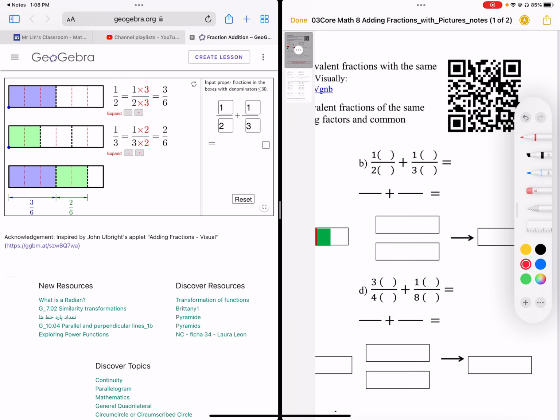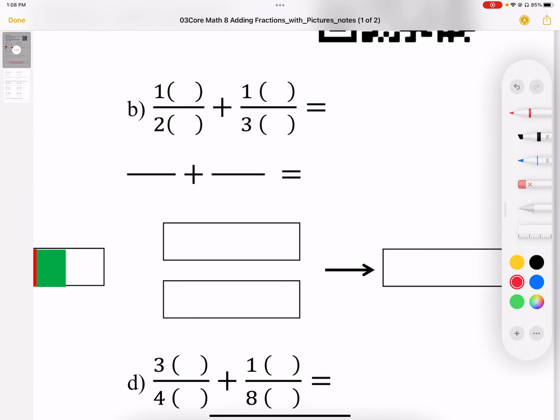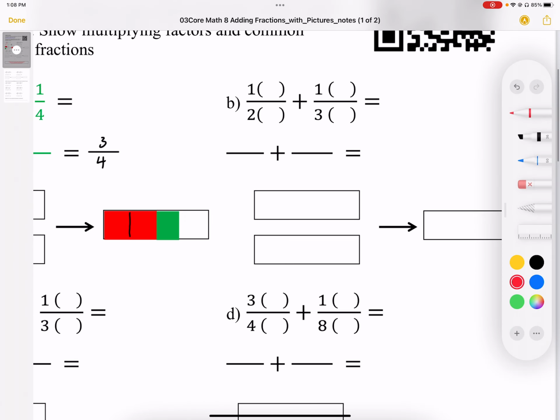And it looks like we end up with 3/6, the same as 1/2. 2/6, the same as 1/3. We have 3/6 plus 2/6, they're the same size fraction, and we're going to end up with 5/6. So on the right hand side here, we can see the common denominator, and we can see that we add to 5/6. So again, we can use that app to help us visualize what's going on here.